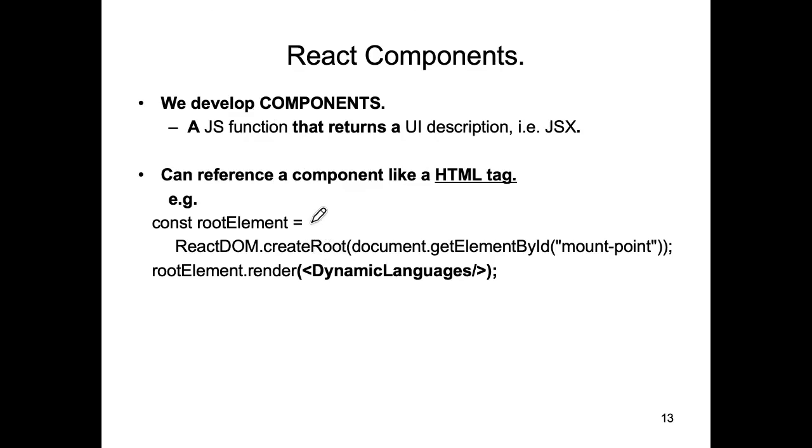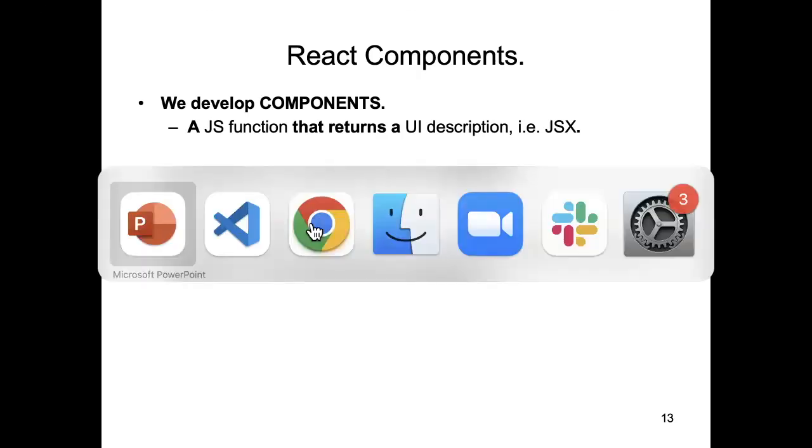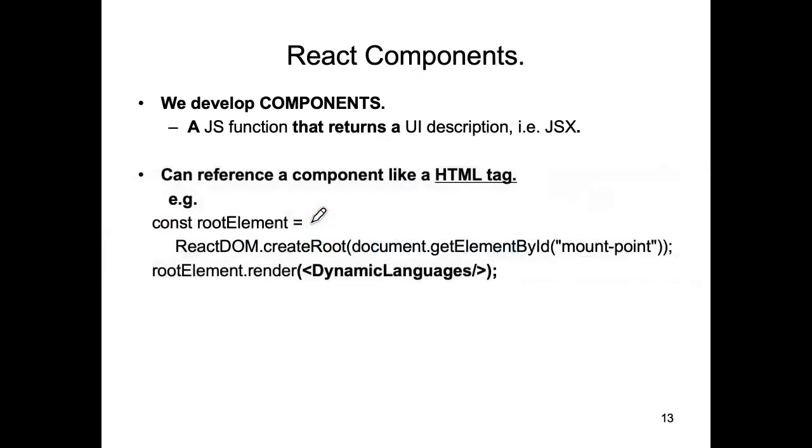Supposing, in the examples I was showing you there, I was generating a list of dynamic programming languages: Java, JavaScript, Python. Not sure what the other languages I mentioned were. Well, Java is a statically typed language. But supposing my web page was generating a list of dynamic programming languages with a header.